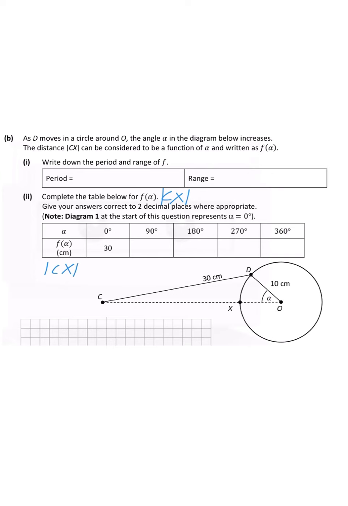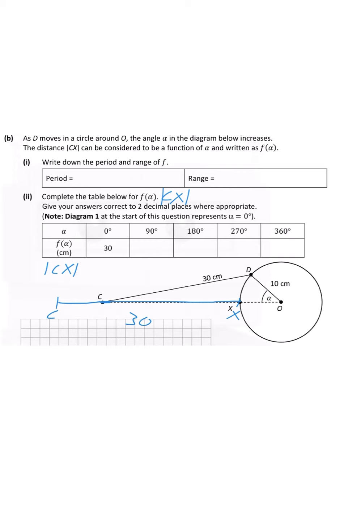So the distance CX. And we can see there, so at the start in the first position, it's going to be 30. So that means when alpha is just here in a straight line, like that at 0 degrees, C and X is going to be 30.